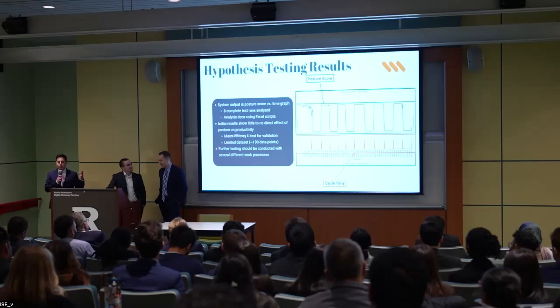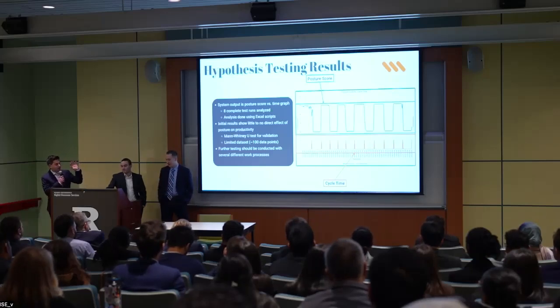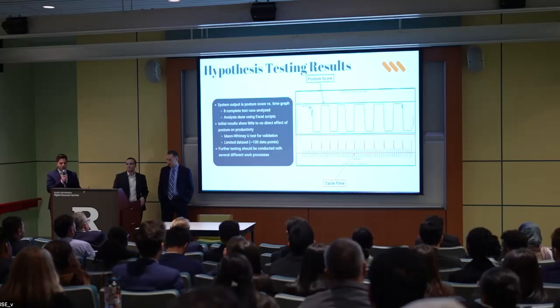The first thing that we did is we mapped the posture score to the exact time studies. As you can see, the top one is the posture score, the bottom line is your time study, with the bumps indicating that a button was pressed, indicating that a cycle was completed.